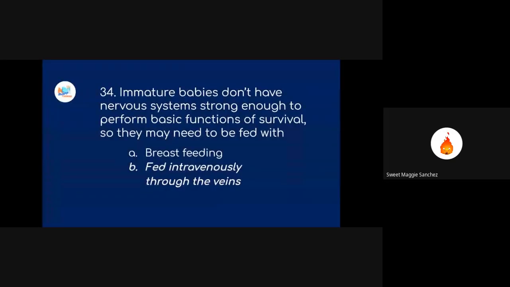Question 34. Immature babies don't have nervous systems strong enough to perform basic functions of survival. So they may need to be fed with... The correct answer is B. Fed intravenously through the veins.